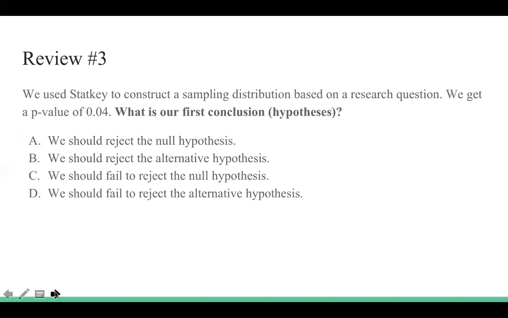So good job there. All right, we use StatKey to construct a sampling distribution based on a research question. We get a p-value of 0.04. What is our first conclusion in terms of hypotheses?